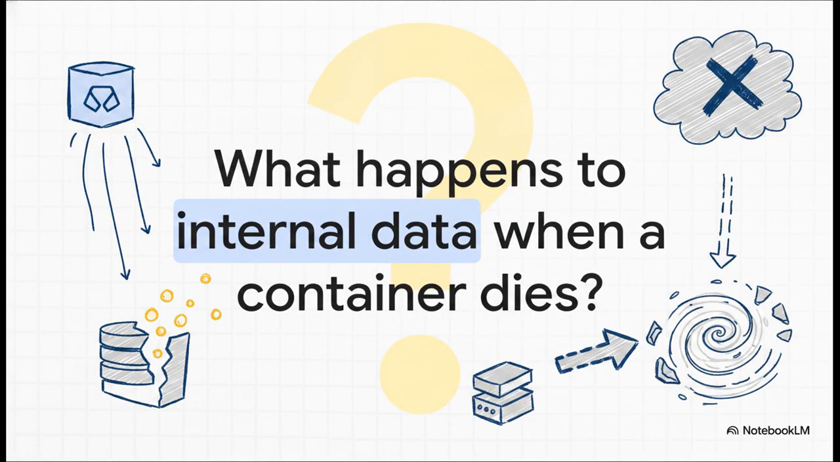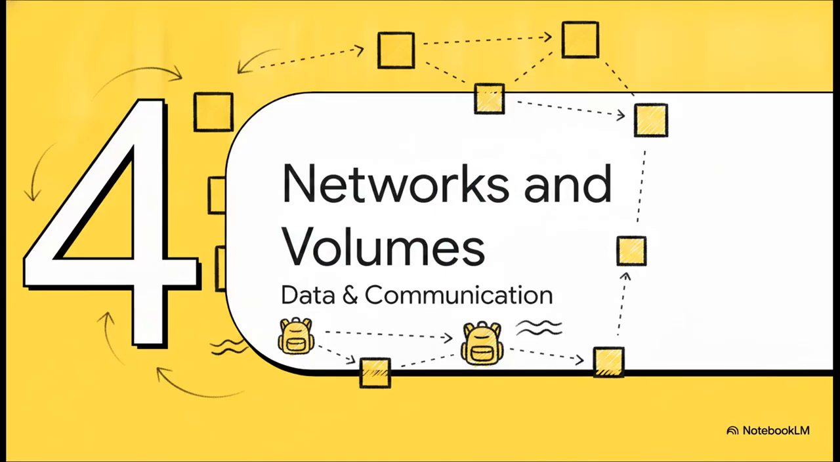All right, so we know how they're born, and we know they can be stopped and removed. But before we get to the system cleanup phase, we have to solve a bit of a mystery. Where does the important data go when a container dies? Like, if a database container is removed, does all its data just vanish into thin air? Let's answer that in Section 4, Networks and Persistent Volumes. We'll explore how containers communicate and how they carry their data in external backpacks to ensure it survives.